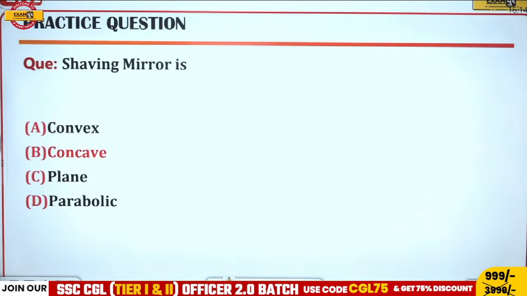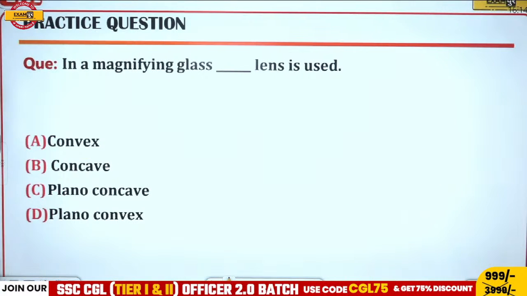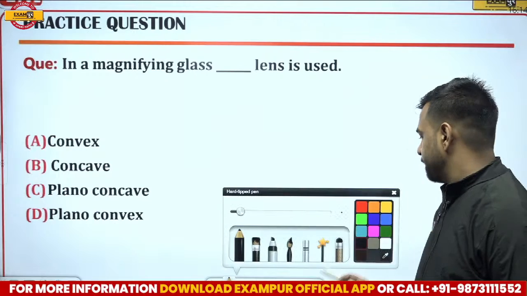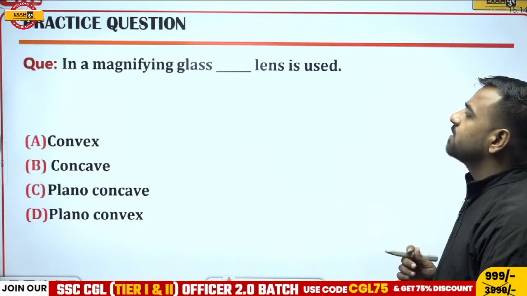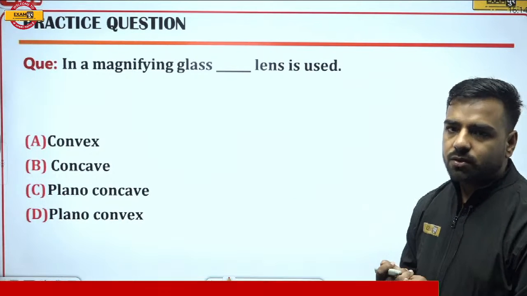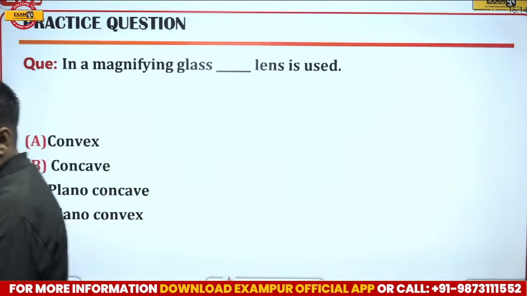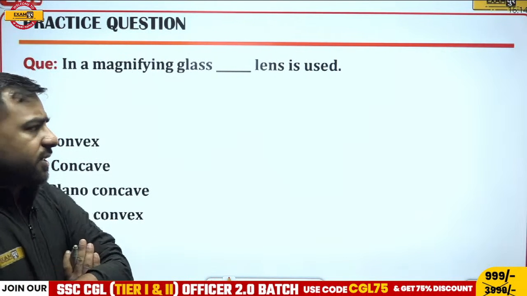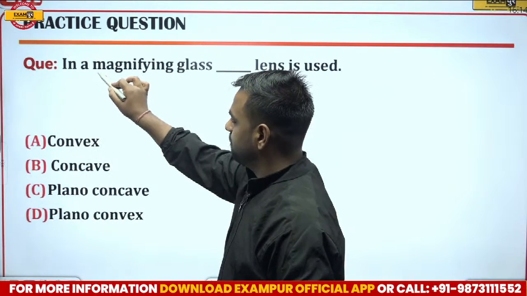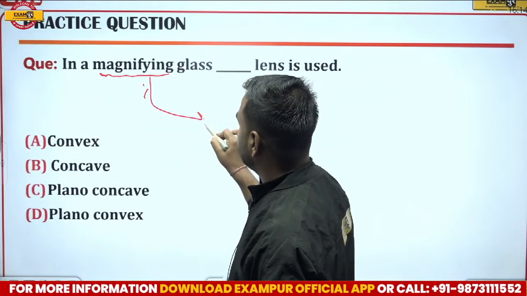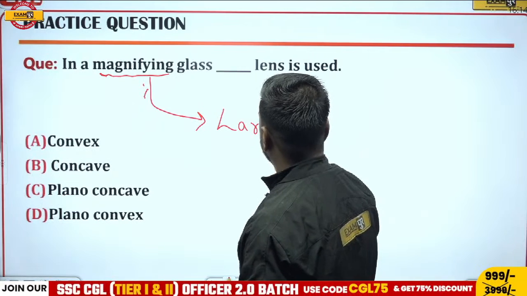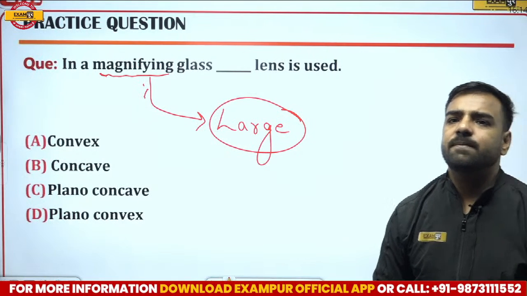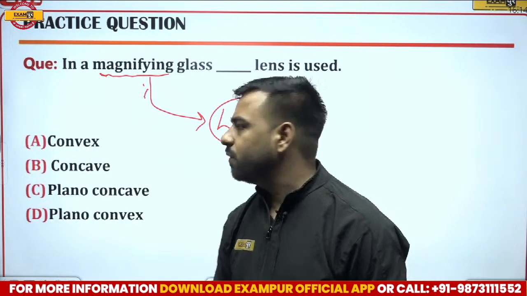Next we have, in a magnifying glass, dash lens is used. What do you think? Which particular lens must be used over here? The question is, in a magnifying glass, dash lens is used. So just try to use your logic. Now this is again from the CGL part. Obviously, all the questions are from the CGL part. Just try to have a look at the magnifying word. Magnifying glass. That means the image will be large, right? And for the larger image, which kind of lens are we going to use? So Manish, are you going with option B over here? That is concave.